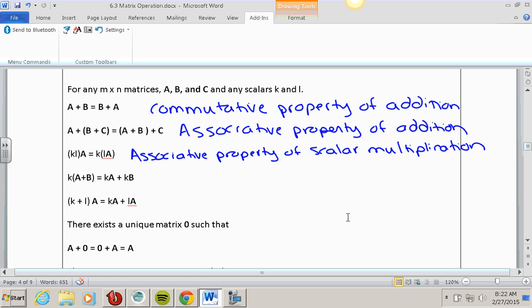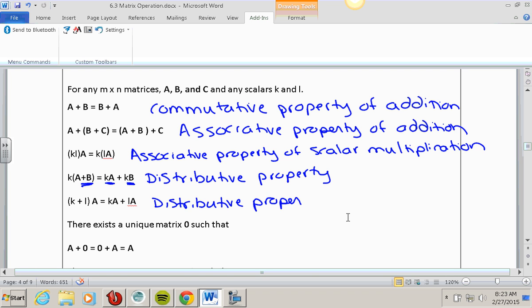And just by looking at this, you should know this is the distributive property. That means if I take the sum of matrices and then multiply through by the scalar, it's the same as multiplying the scalar through each matrix prior to taking the sum. And this is also the distributive property. You need to pause this video here so that you can get this down, please do so.